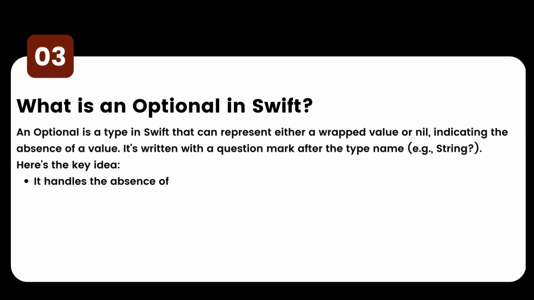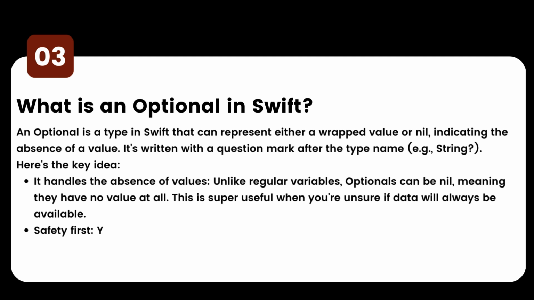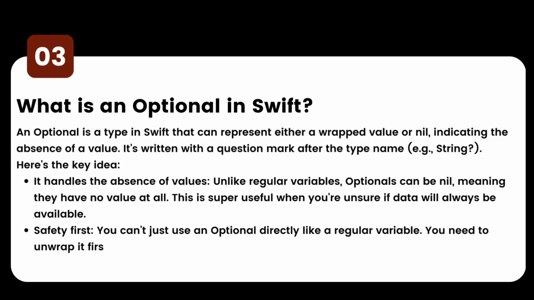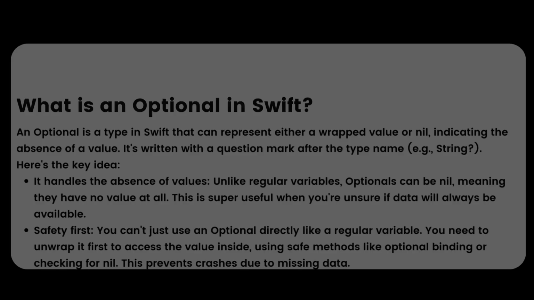Here are the key ideas. It handles the absence of a value. Unlike regular variables, optionals can be nil, meaning they have no value at all. This is super useful when you are unsure if data will always be available. Safety first, you can't just use the optional directly like a regular variable. You need to unwrap it first to access the value inside using safe methods like optional binding or checking for nil. This prevents crashes due to missing data.